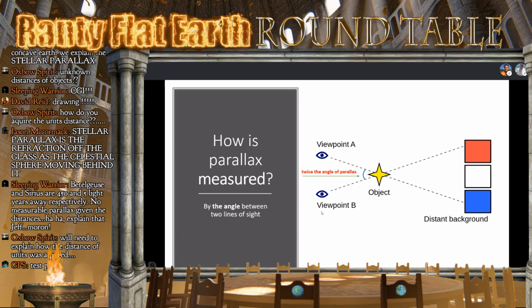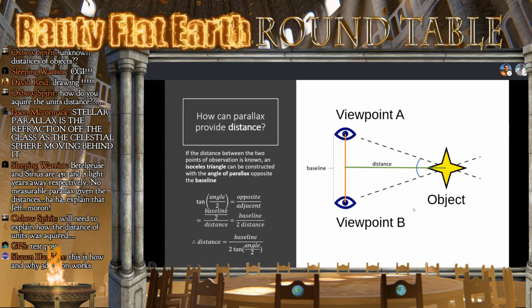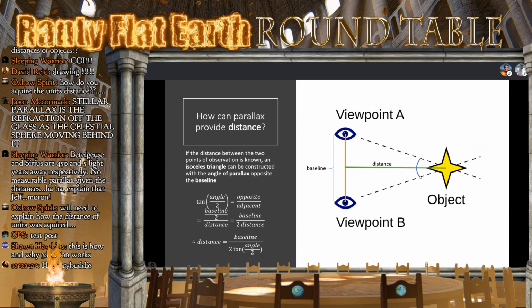So parallax is measured as the angle between two lines of sight. And using that angle, we can determine the distance of the object we're looking at. If we know the distance between our two observers, we can establish a baseline. And if we can measure the angular shift of the object, then we have a triangle. We have a baseline and an angle opposite the baseline. And using some simple trigonometry, we can use the tangent function to determine the length of the distance.